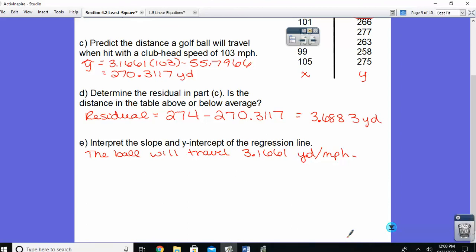The y-intercept is when x is 0, so it's kind of like your starting point.